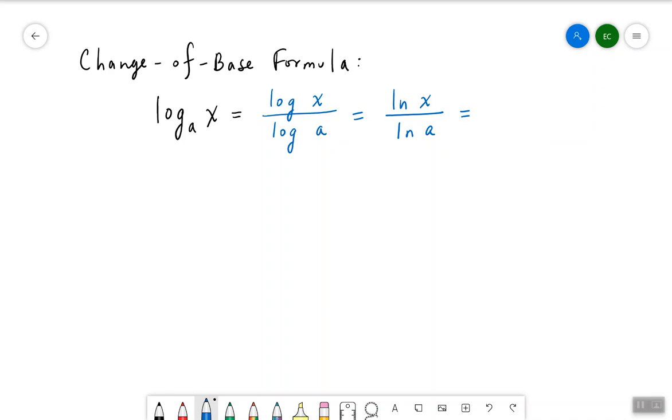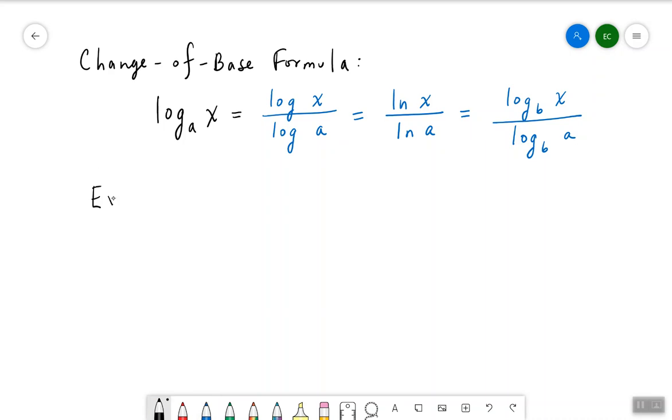Or in fact, we could choose whatever base we want. And so we could write this one more way. We could write log base b of x divided by log base b of a. Again, the bases that we're really interested in are base 10 and base e. So we don't have any immediate use for any other base than those. But let's see the example here.